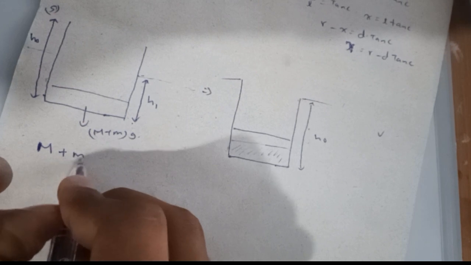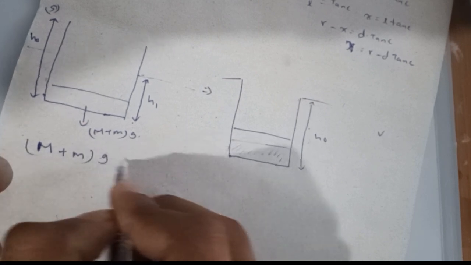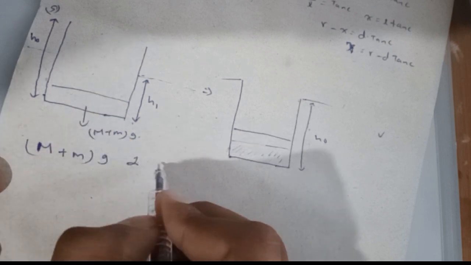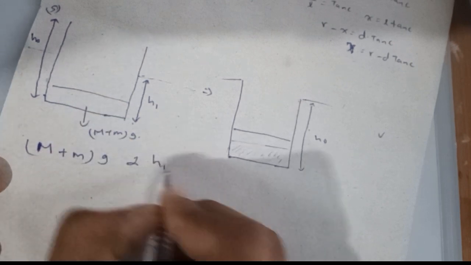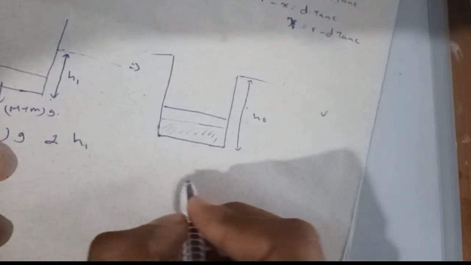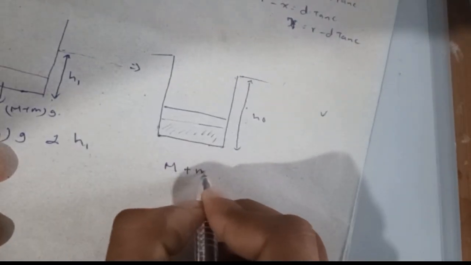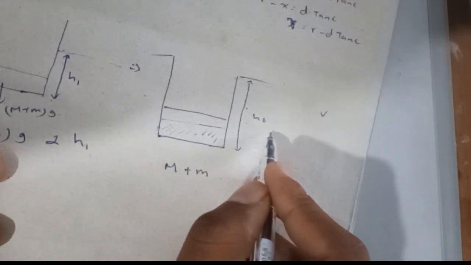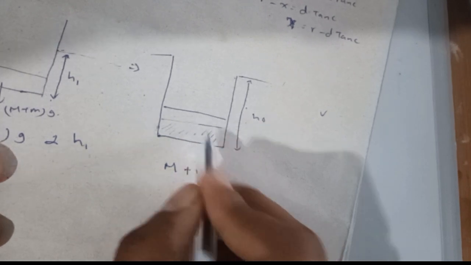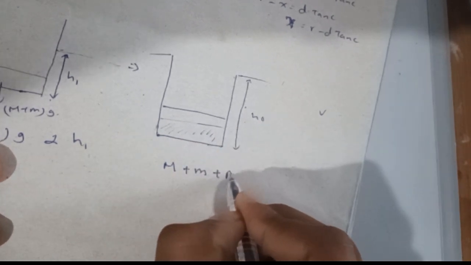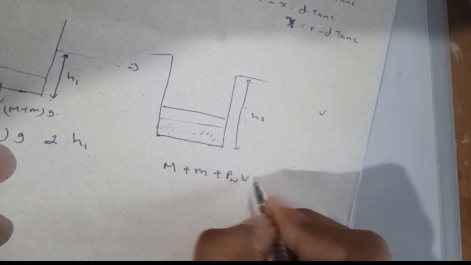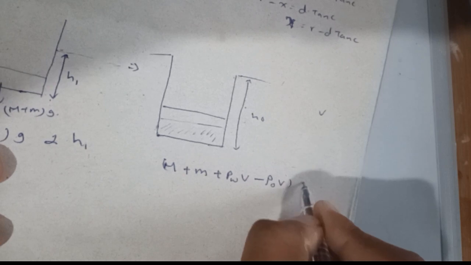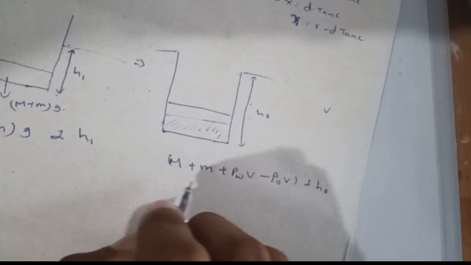So the initial force applied is capital M plus small m, where small m is the mass of oil, and it is proportional to H1. And in the next case, capital M plus small m was initially present. Now we have removed some mass of oil, right? And we have added an equal volume of water. So the added weight of water is going to be rho w V, and the removed mass is going to be rho naught V. And this is proportional to H naught, right?